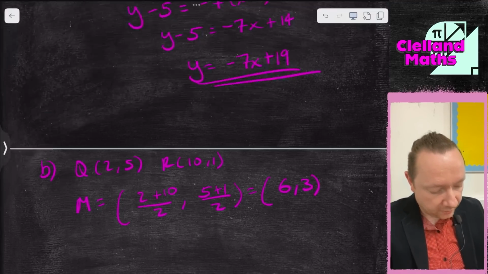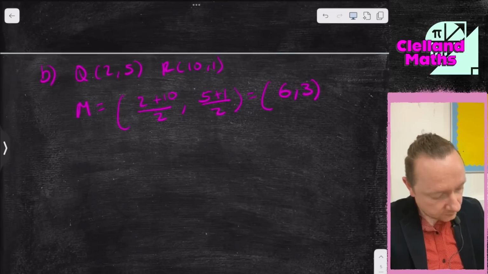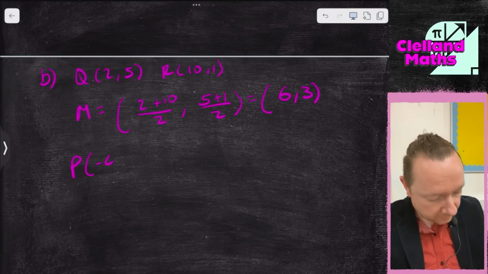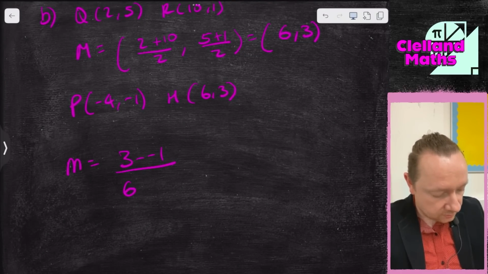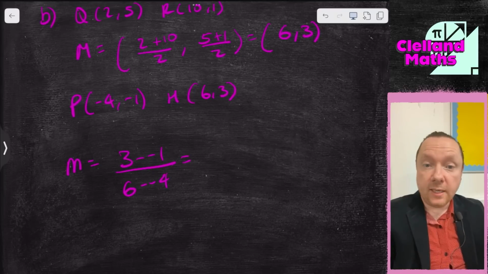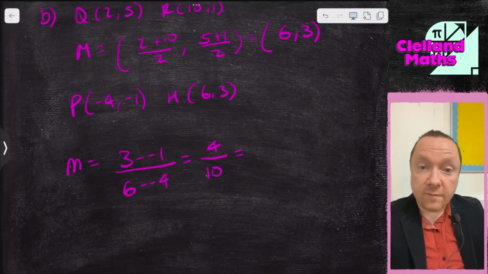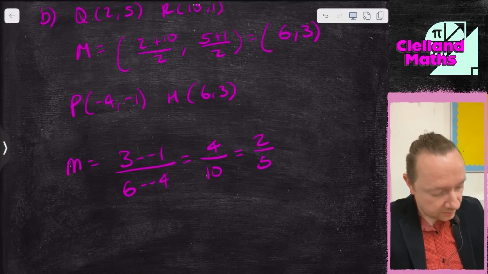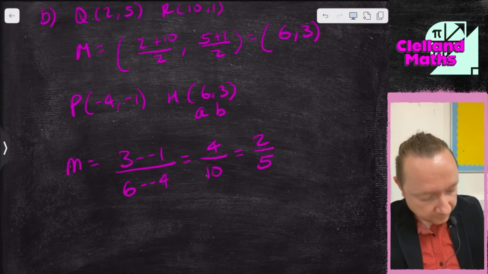So there's our midpoint, and then using the point P, which is (-4, -1), I've now got P(-4, -1) and M(6, 3). So our gradient is (3 minus -1) over (6 minus -4). 3 minus -1 is 4, over 10. Simplify that to 2/5. Then use any point you want for your a and b. I'm going to use my M because the numbers are easy to work with.